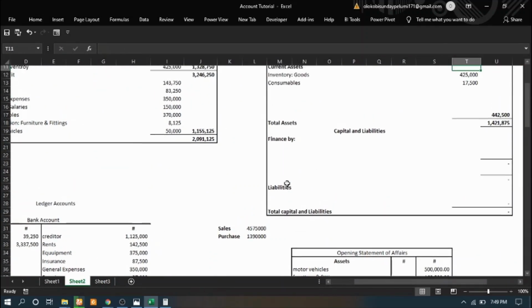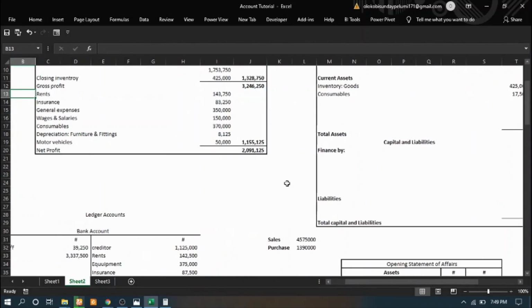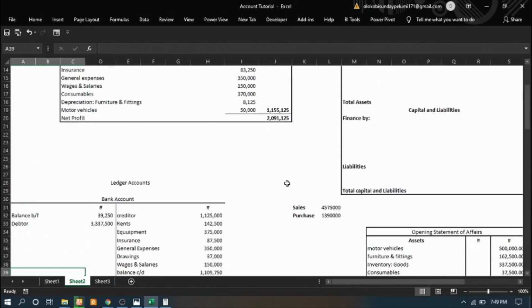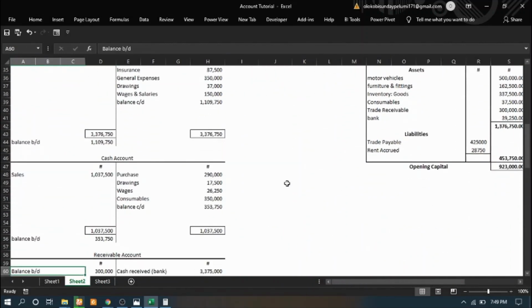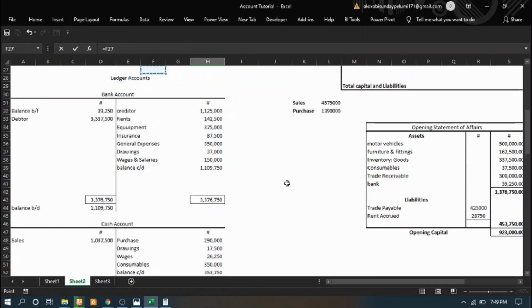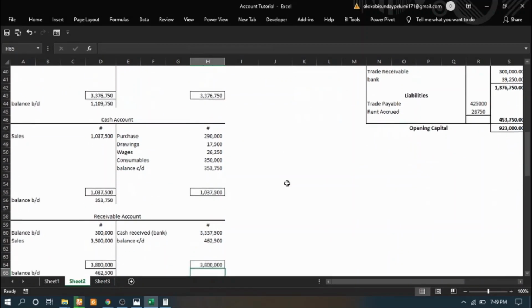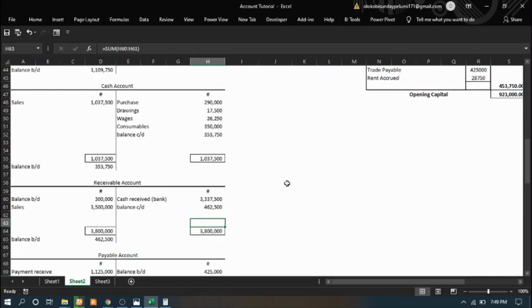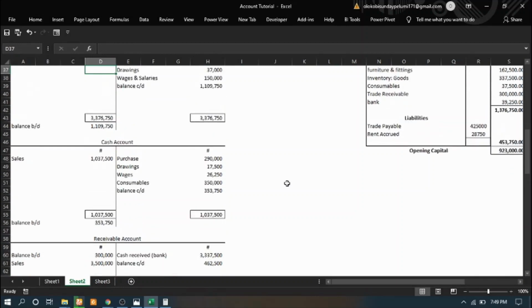Well, before we continue, I noticed something that we are missing. We have an error somewhere on this receivable account. This is not the correct amount of cash received at the bank. This is the correct amount here. So we need to correct that, update that. So this is the real amount of sales, 3.5. We need to update that too.